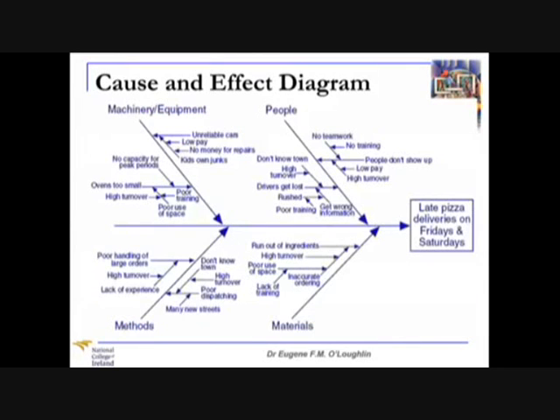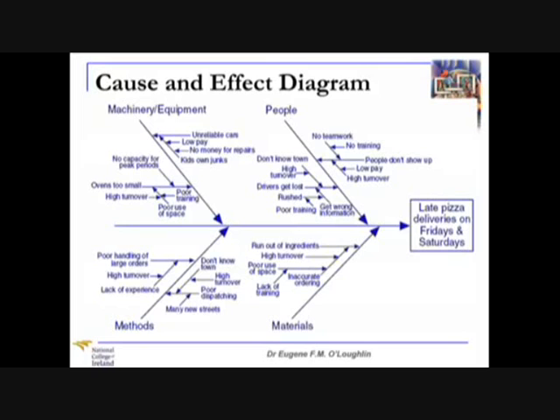And when we've done that, we could have a much fuller diagram like the one you see here, where we have spread out and looked at all the possible causes under the machinery, under methods, and under materials. And we can use a diagram like this to establish all possible causes of a particular problem.